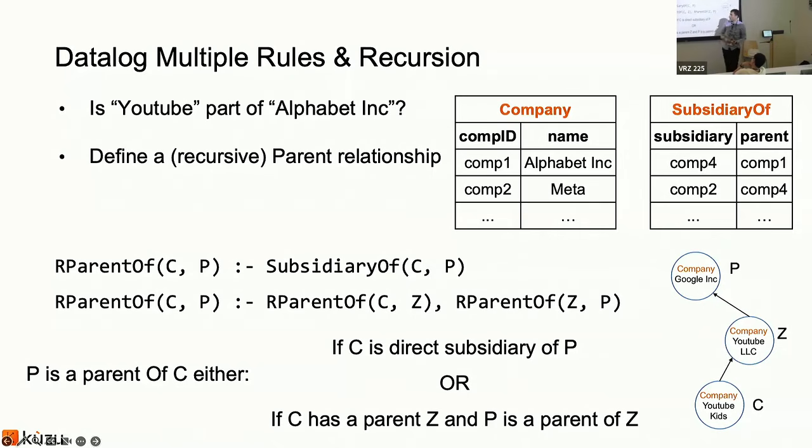If you define the same relation, in this case I'm defining parent-of with two definitions. I've got this definition, and I've got a second definition. It means it's the OR of those. It's like a context-free grammar. If you've worked with programming languages, there are multiple definitions of the same relation, and that means it's the OR of these multiple if-then rules. So this is also true, and this is also true. Whenever C is a direct subsidiary of P, P is a parent of C, or whenever you're in this recursive case where C has a parent Z and Z's parent is P, then P is also a parent of C.